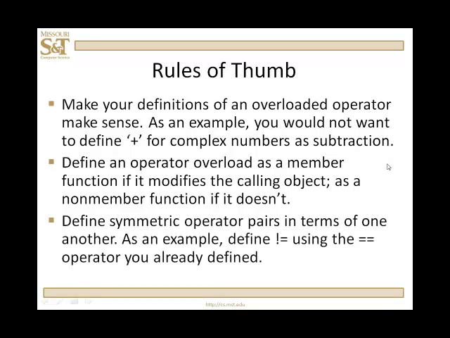You want to define symmetric and asymmetric pairs in terms of each other. An example of a symmetric pair is the is equal and not equal pair. So if you define one, define the other in terms of that one. And we'll see an example of this. Asymmetric pair, things like multiplication and the multiplication equals. So star and star equal, I call it asymmetric pair.